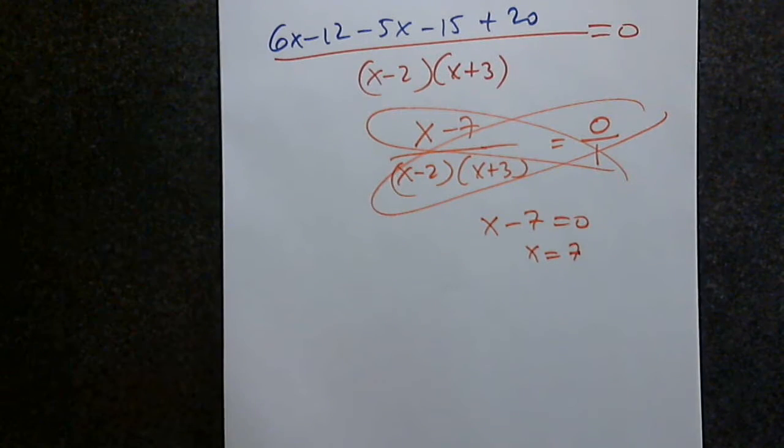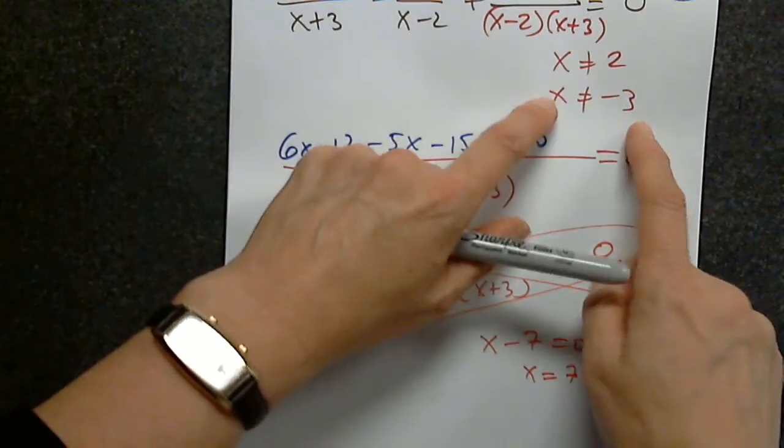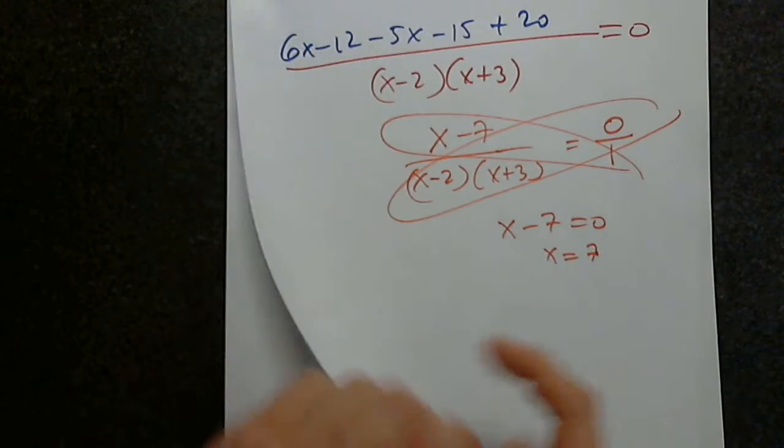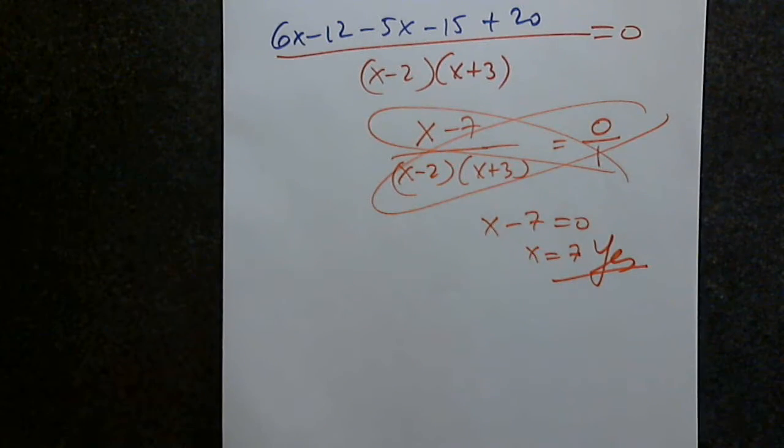What is my final concern? Is it a restriction? Exactly. So check whether x equals 7 is on my list. Is 7 on my list? No. So this is it. Any questions?